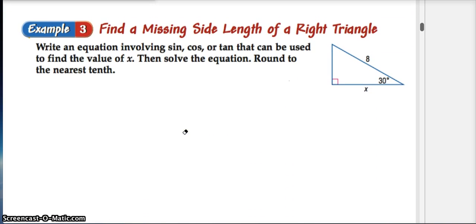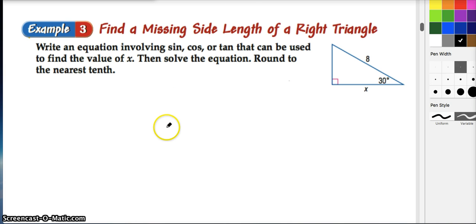All right, so let's take a look at this situation. In example 3, we're supposed to find a missing side length of a right triangle. So here we have this angle. You guys know how to do it. Write an equation involving sine, cosine, or tangent that can be used to find the value of x. Then solve the equation, rounding to the nearest tenth. Pretty straightforward. I like to say you've got to use what you've got, which is this 8 and this 30 degrees, to get what you want, which is this x. So if I'm standing here at 30 and I have the adjacent side and the hypotenuse, cosine is the one that I'm going to use.